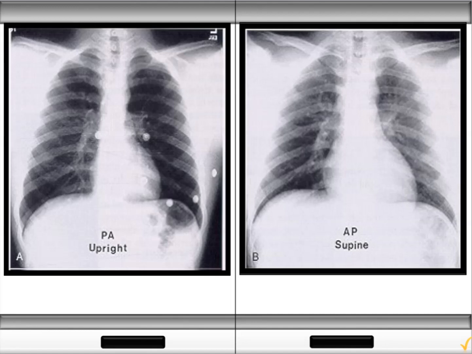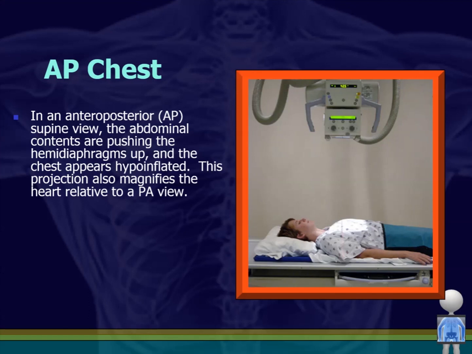And sometimes when it's a standard AP and they're lying down, you'll see that their abdominal contents will shift upward just from gravity, and it's harder to get a full inspiration and a little different look. So just have an idea of what you're looking at, PA or AP, and it helps you determine what's going on.